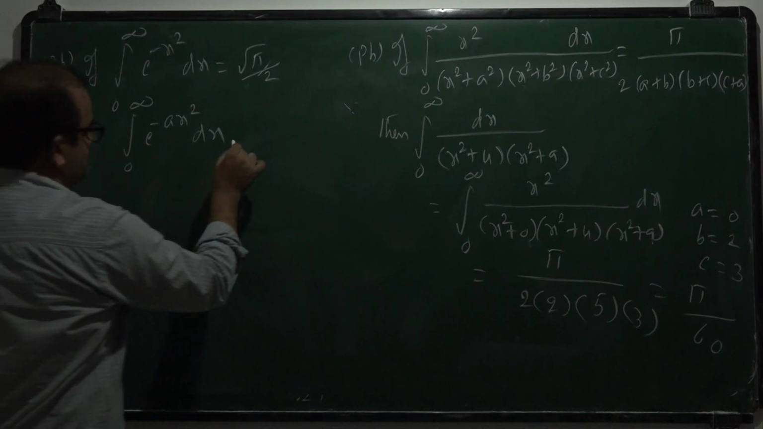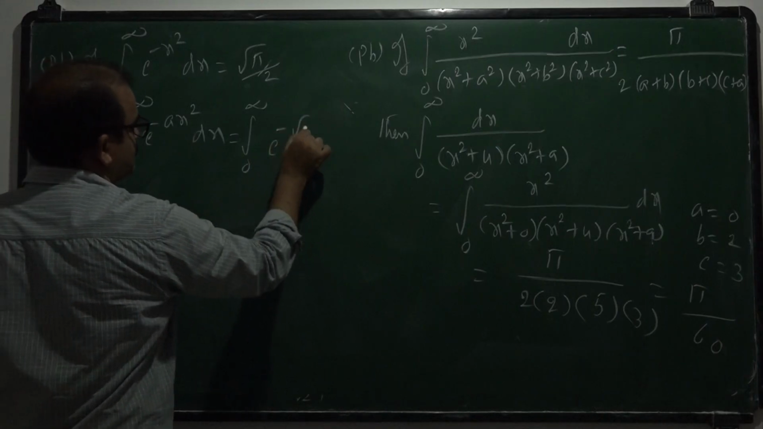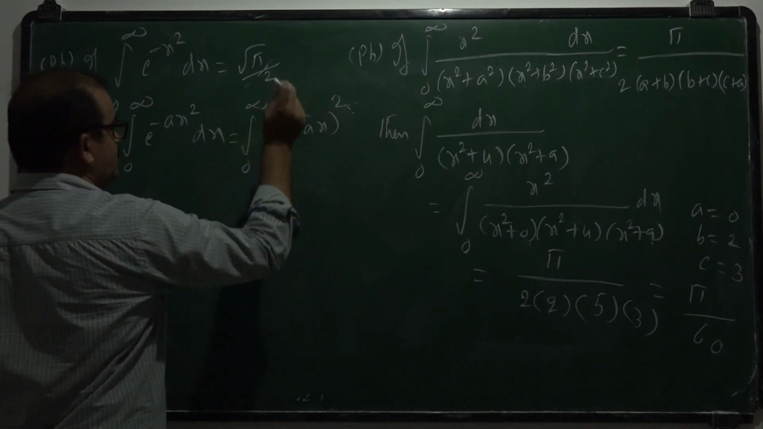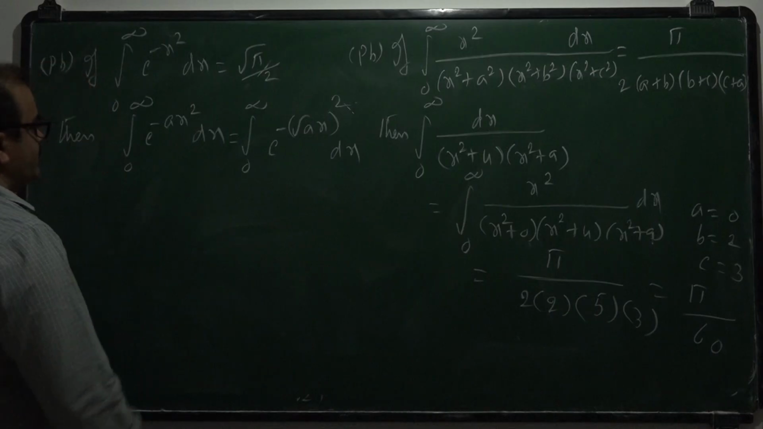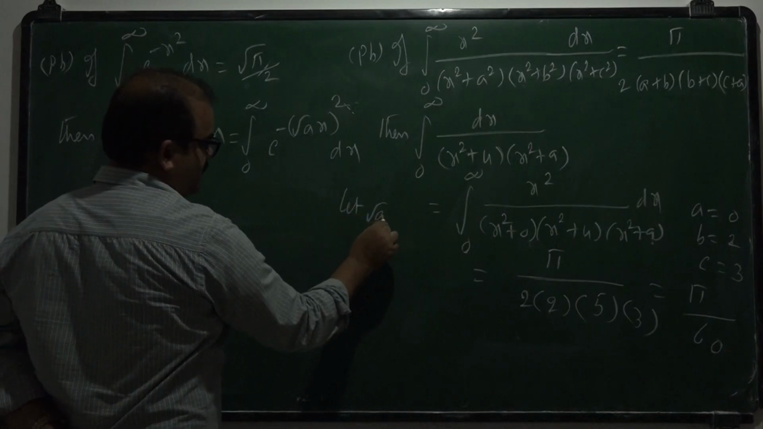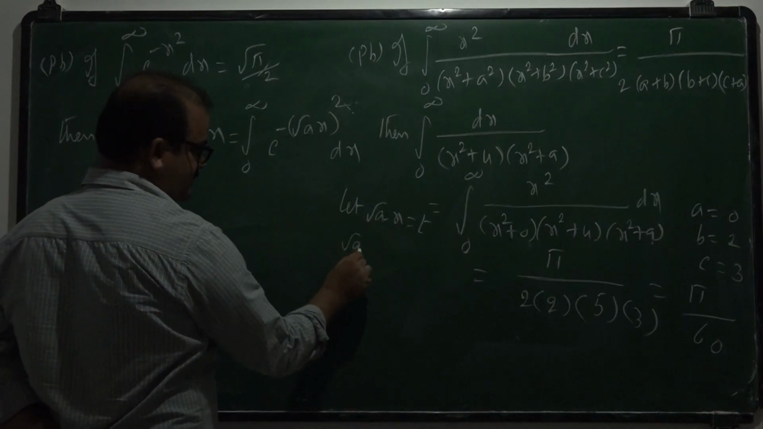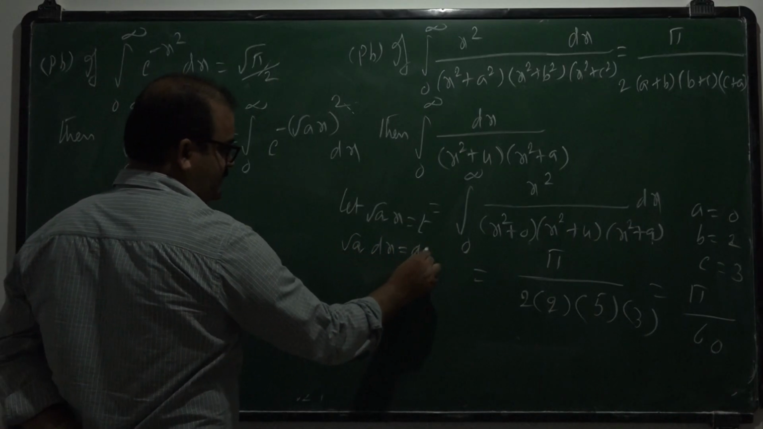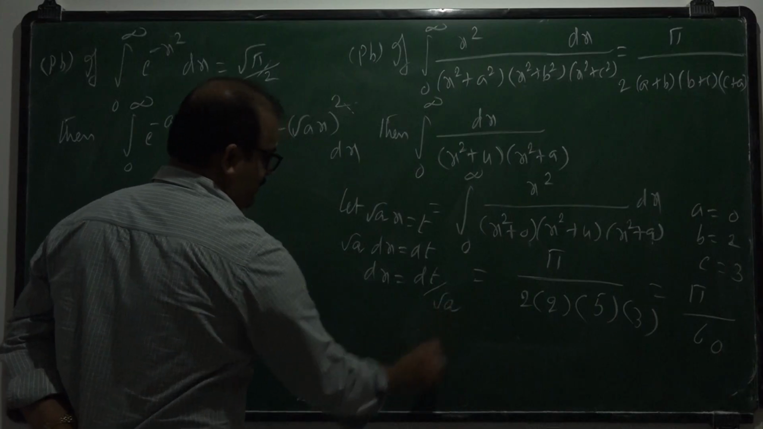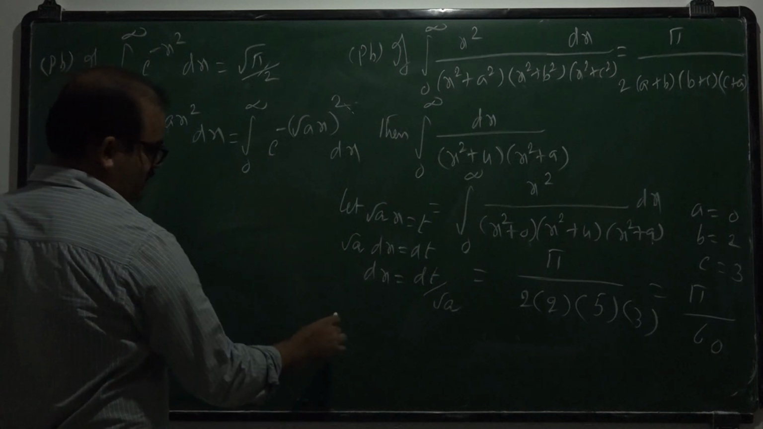Okay, you write this definite integral as e power minus (root a x) whole square. Here a is taken as (root a) whole square. Let root a into x be equal to t. Taking derivative on both sides, root a is constant, into dx equals dt. So dx is equal to dt by root a. We write this integration in terms of t, so you change the limits also.